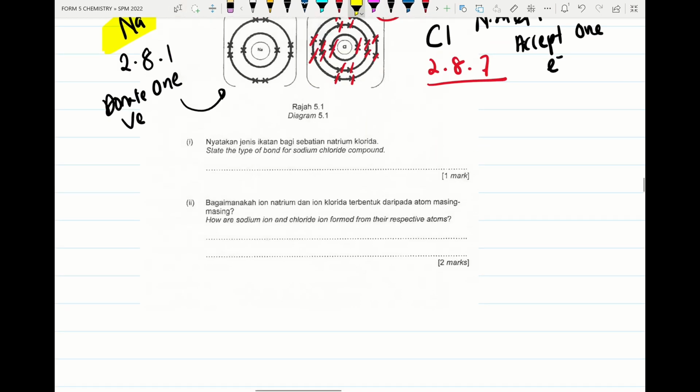So we check the question, state the type of bonding formed. The type of bonding formed is ionic bonding. Don't write ionic compound here, they ask for bonding.